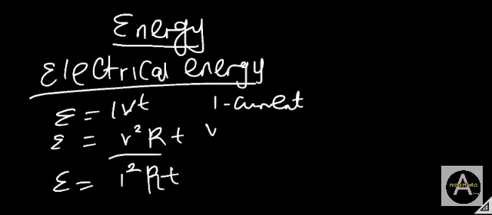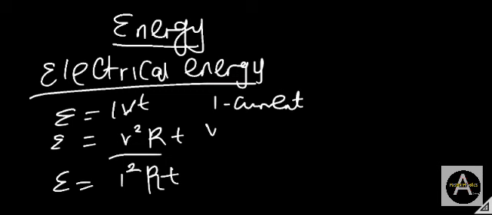It's not much important. The first one is E is equal to IVT. And another formula for electrical energy is E is equal to V square over R times T. And the last one is E is equal to I square R times T. So those are the three formulas we know.